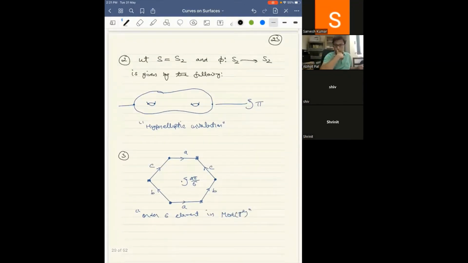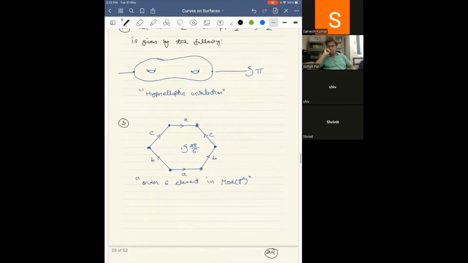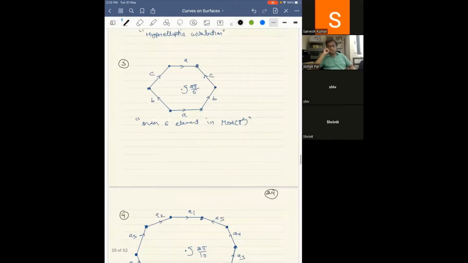So okay. So this also we discussed, this order 2 element, and this is a very important element, the hyperelliptic involution. And in a way, it is also special that it comes from an automorphism of R3, right? So you are embedding your surface in R3, and then you are looking at it. So this is in some sense special, right? Okay. So this we already discussed.